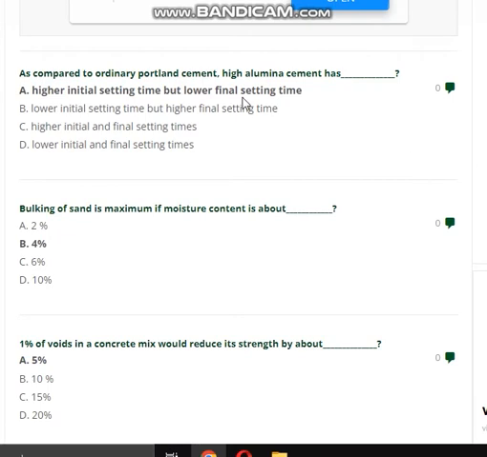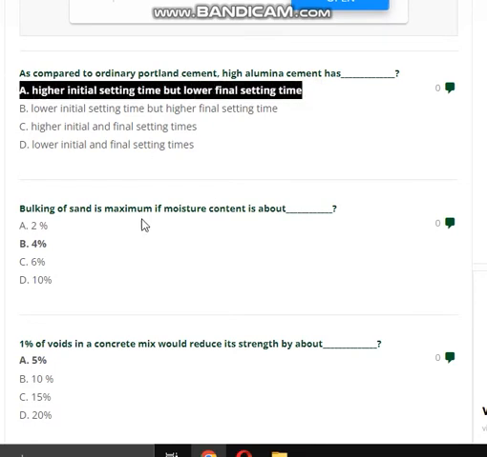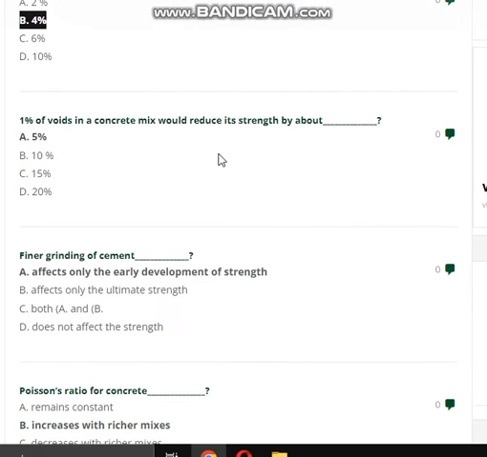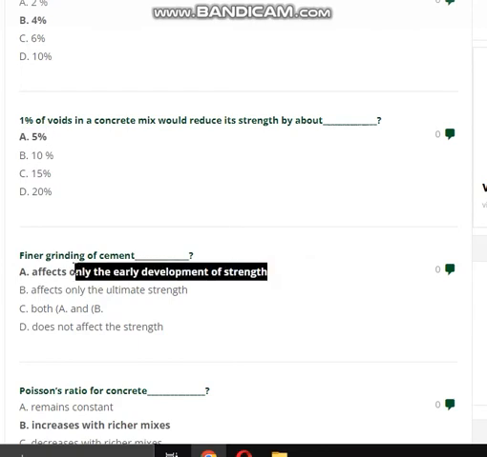As compared to ordinary Portland cement, high alumina cement has a higher initial setting time but lower final setting time. Bulking of sand is maximum if moisture content is about 4%. 1% of void in concrete mix will reduce its strength by about 5%. Fine grinding of cement affects only the early development of strength.